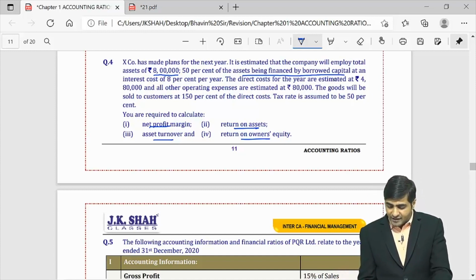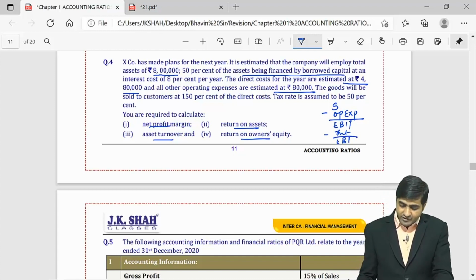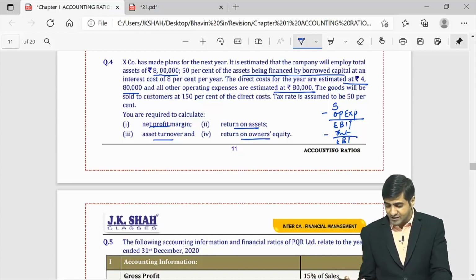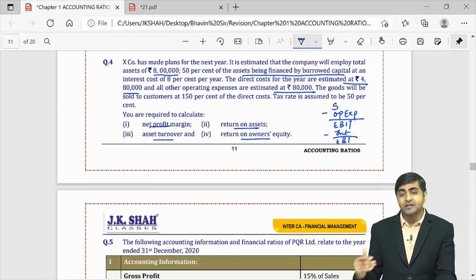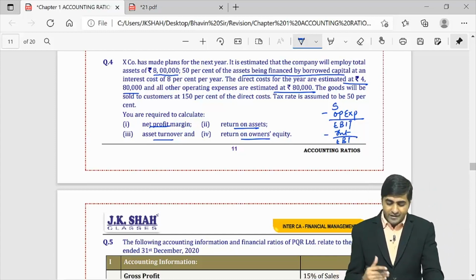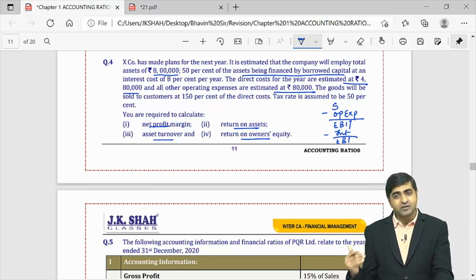Then my dear students, the direct costs are estimated to be 4,80,000 and all the other operating expenses are estimated to be rupees 80,000. So guys, we have whatever is your sales, we subtract operating expenses, we'll be getting your EBIT, then we'll be subtracting your interest, we'll be getting EBT, subtract your tax, etc. So my dear students, first step is to prepare the income statement and then we just have to apply the formulas. As you all know, your net profit margin, we can take NPAT upon sales.